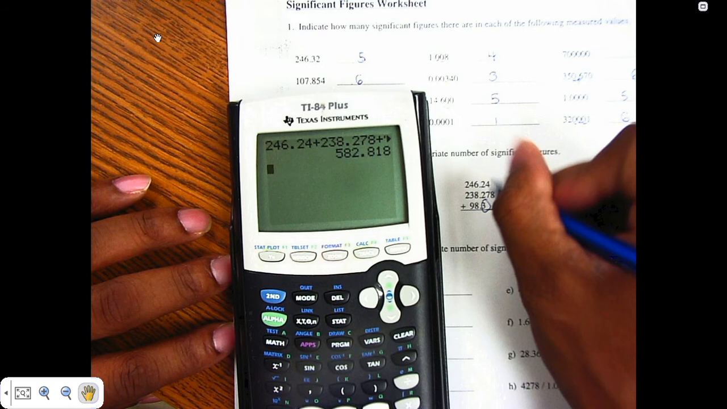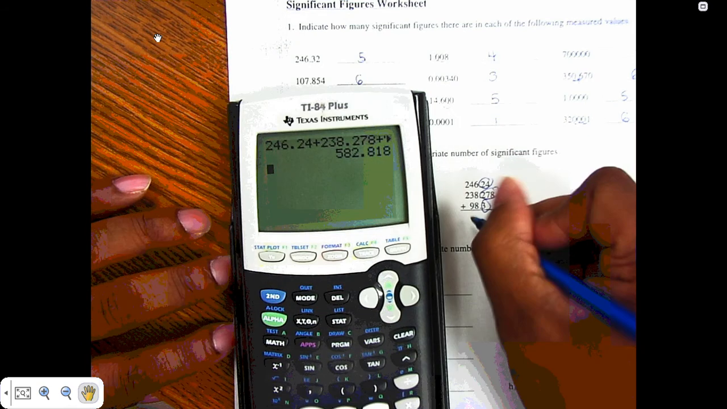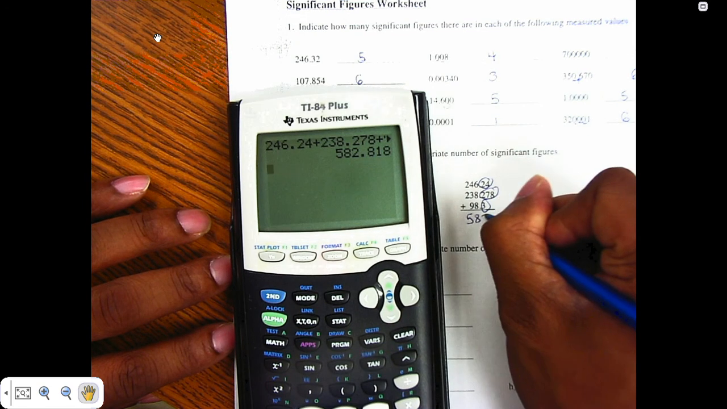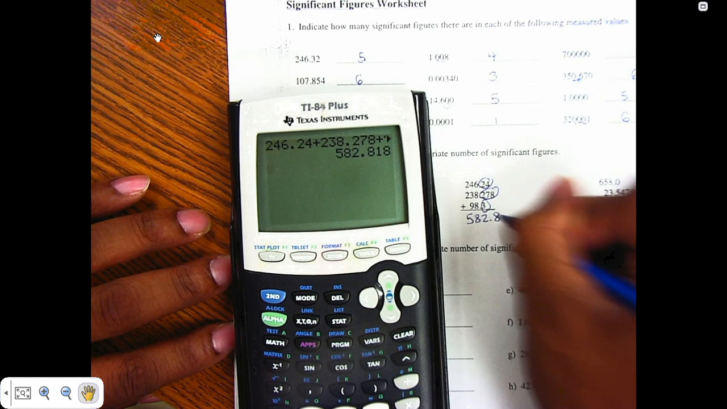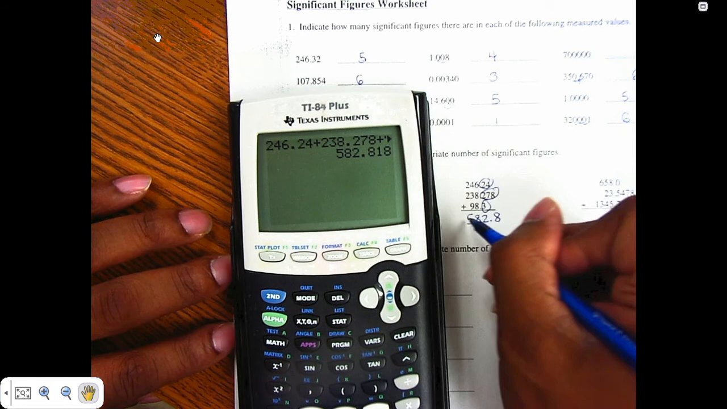This is 1 here, there's 3 here, there's 2 here. My answer has to stop right there, right after that 8. So I'm going to put it right here as my final answer. This is my final answer.